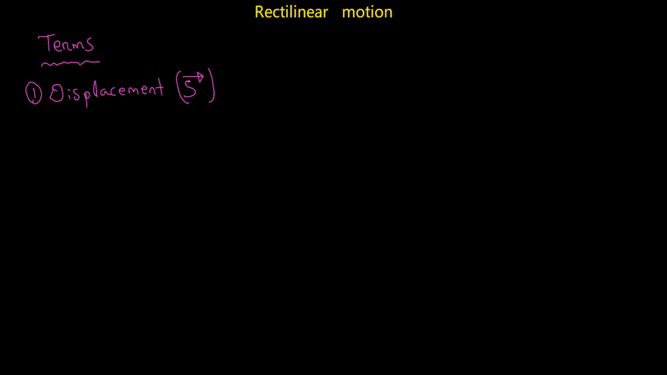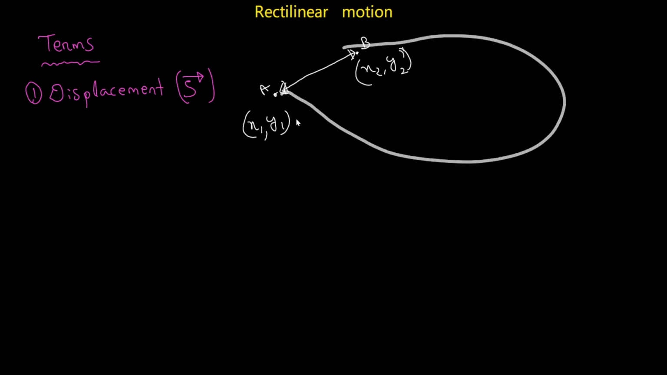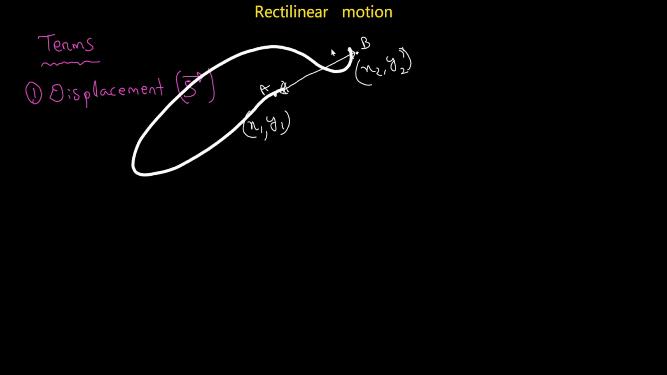Suppose I'm taking 2 points, number 1 and number 2. Suppose this point has coordinates x1, y1, and here is a point x2, y2. If you want to calculate the displacement, that will be the shortest distance between the point A and B. You can travel in any path like this, you can go like this, like this. These are called distance. The shortest distance between the 2 points is called displacement.